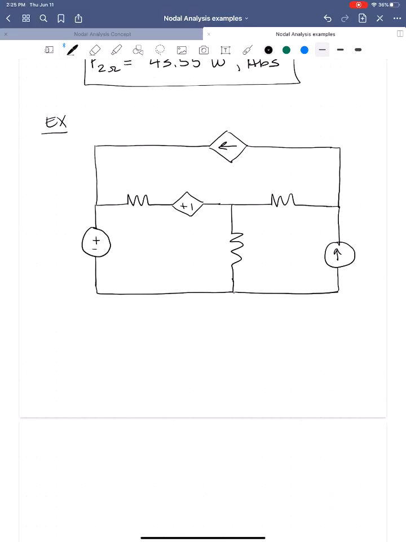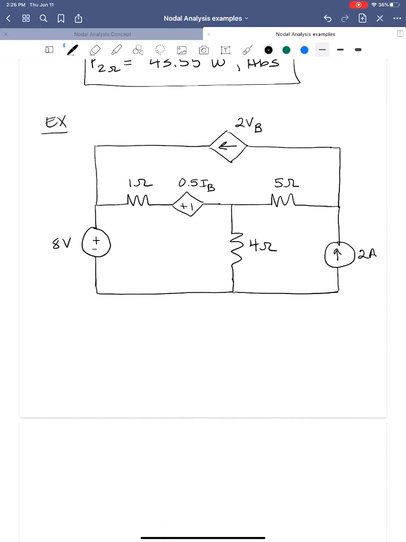Okay, so we have a 2 amp source here. We have a 5 ohm resistor here. We have this 2 VB dependent source. So this is a voltage controlled current source. And then here we have 0.5 IB. We have a current controlled voltage source. We have a 1 ohm resistor here and an 8 volt source here and a 4 ohm resistor here.